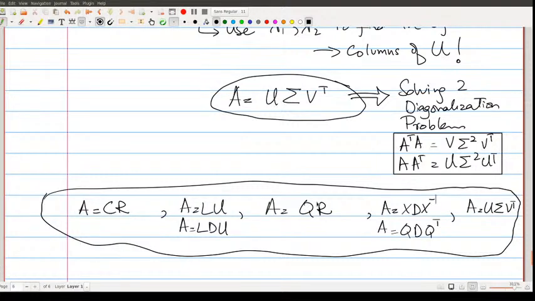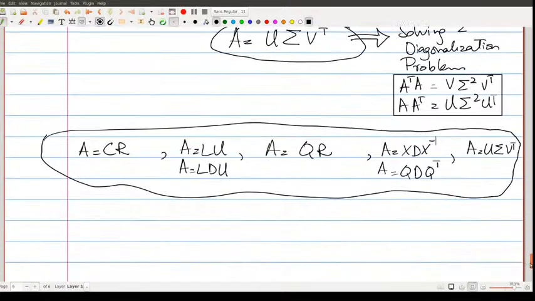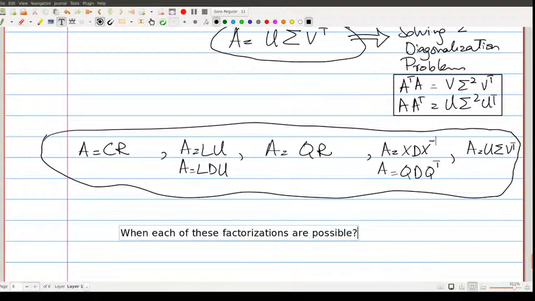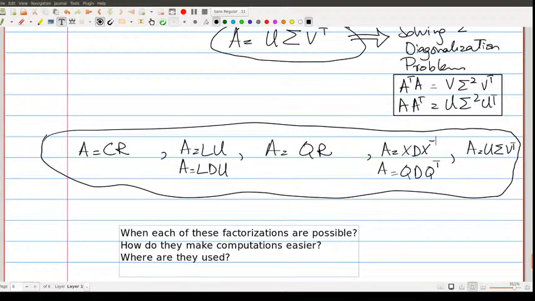And the reason that we look at all these factorizations, I want you, at the end of the course, to have some takeaways, which is to think about when each of these factorizations are possible, how do they make computations easier? These are the questions that you should be asking yourself. Where are they used? And perhaps what linear algebra ideas are used to construct these factorizations?